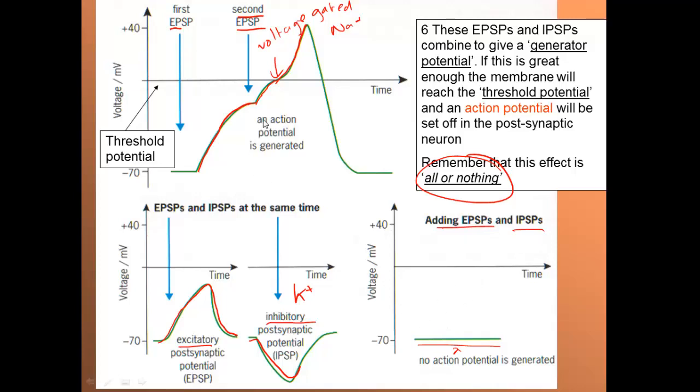Of course, if we take these to be equally strong, if you have, in this case, 2 EPSPs and 1 IPSP occurring at the same time, you will raise your voltage, but because of the IPSP as well, you won't get a threshold value, and so you won't get an action potential generated.